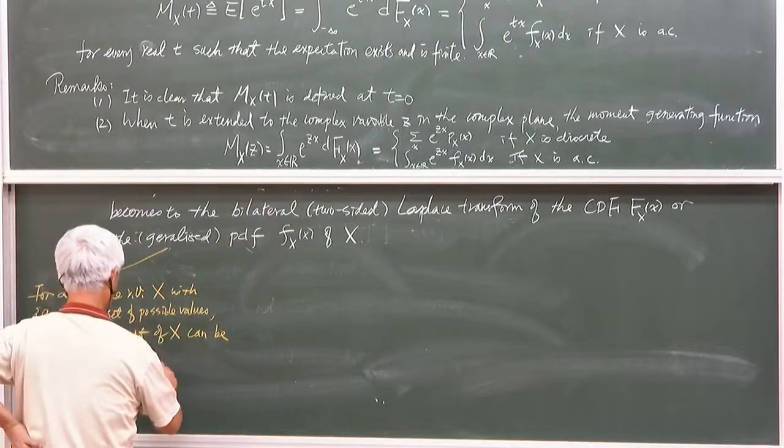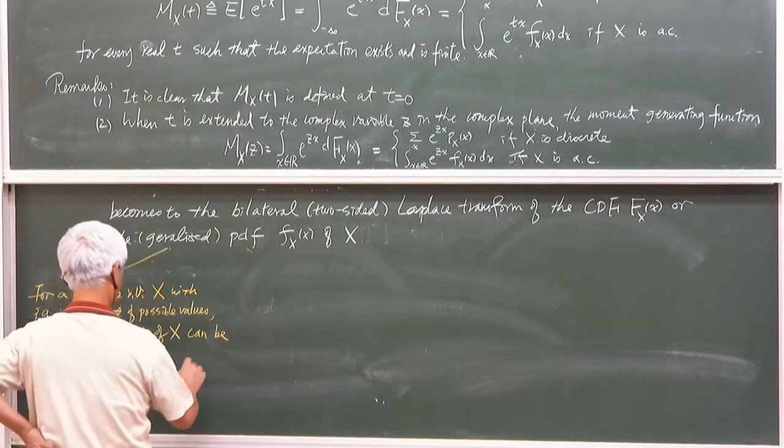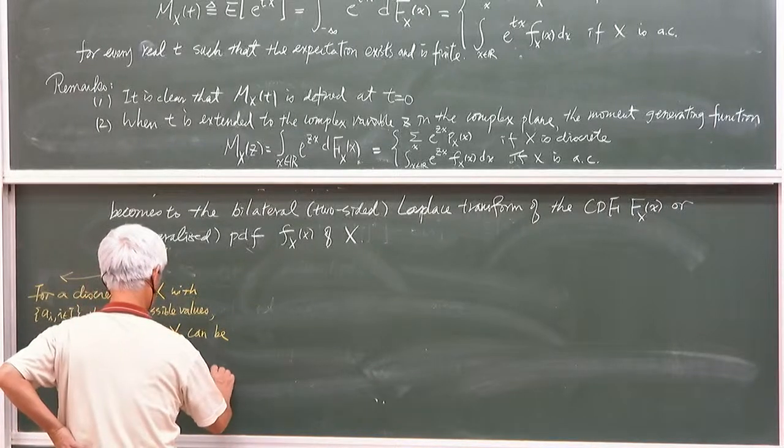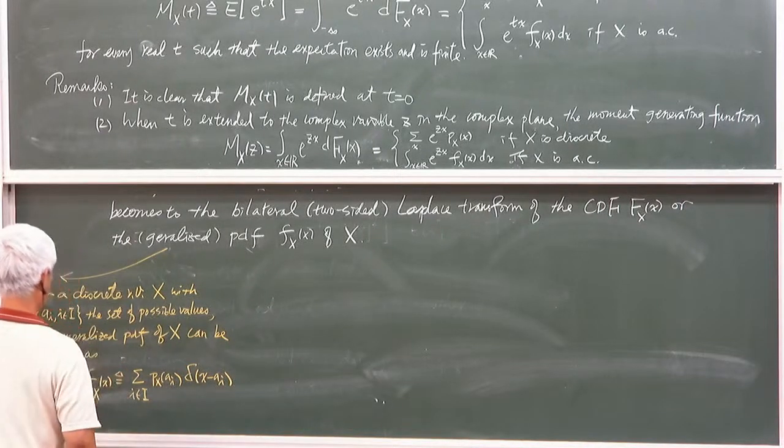It is the sum of P(X = a_i) times the delta function of x minus a_i. Yes, so we use the delta function. Here I don't want to define what the delta function is. I believe you know it from when you learned it, because to define it precisely takes some time, so I don't want to digress. I just say what I mean by generalized here.